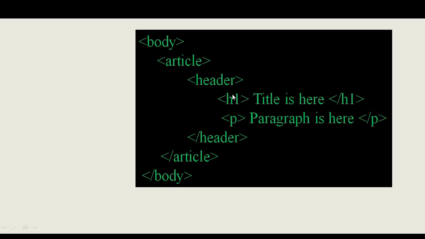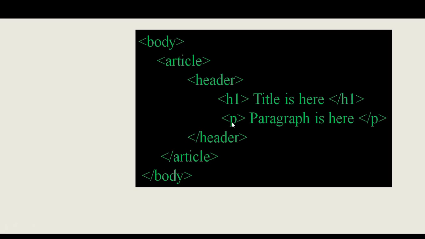Okay, and we have h1 and the p within the header elements, right? Within the opening and the closing tags of the header elements we have h1 and the p. That means these two, h1 and the p, are the child elements of the header element. That means if you give properties to the body element, they can be acquired by the article, and any properties you give to the article element will be acquired by the header. If you give any properties to the header, they will automatically be acquired by the h1 and the p.